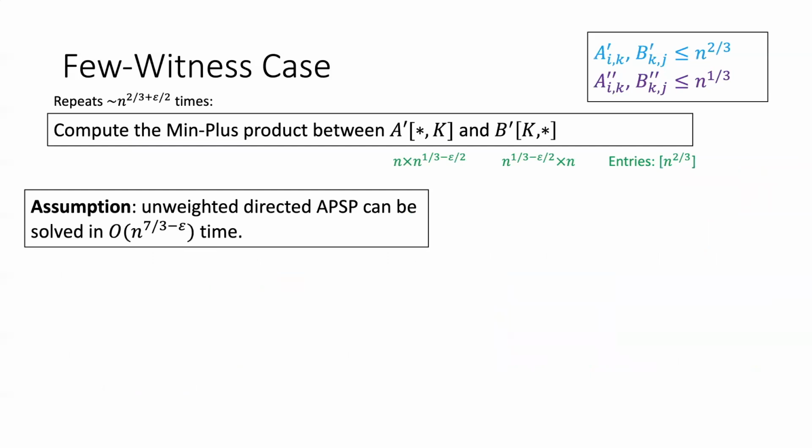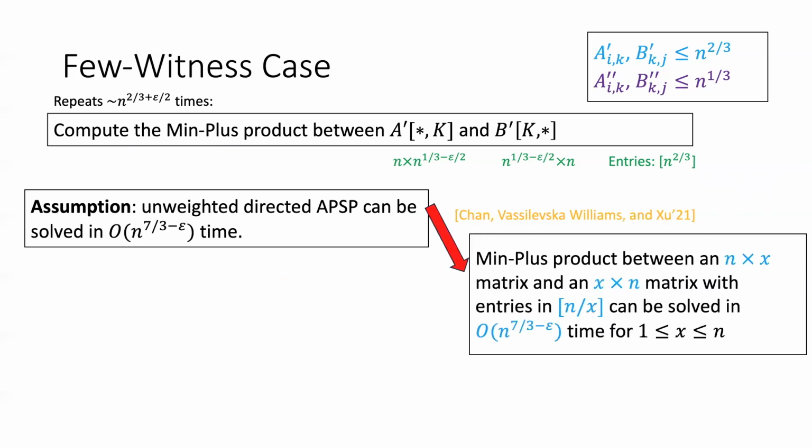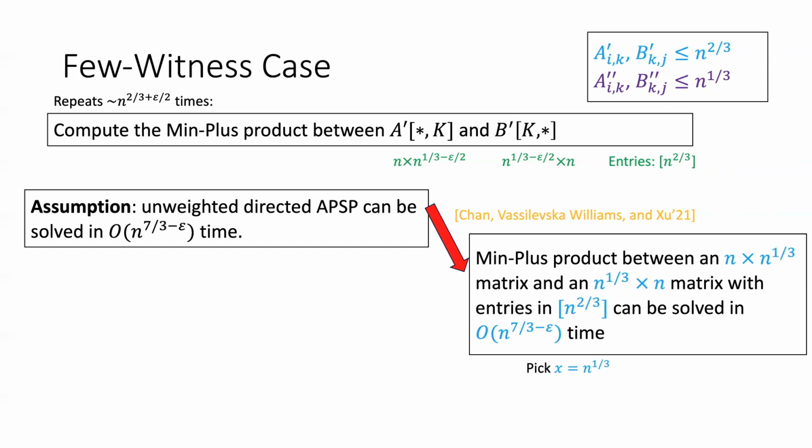Now we aim to solve this fast. Recall that we can assume that unweighted directed APSP can be solved in n to the 7/3 minus epsilon time. And it was known that min-plus product between an n by x matrix and an x by n matrix with entries in n over x can be solved in the same time as unweighted directed APSP. And if we use x to be n to the 1/3, we get that min-plus product between an n by n to the 1/3 matrix and an n to the 1/3 by n matrix with entries in n to the 2/3 can be solved in n to the 7/3 minus epsilon time.